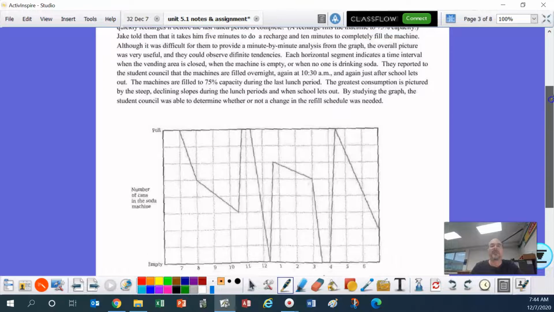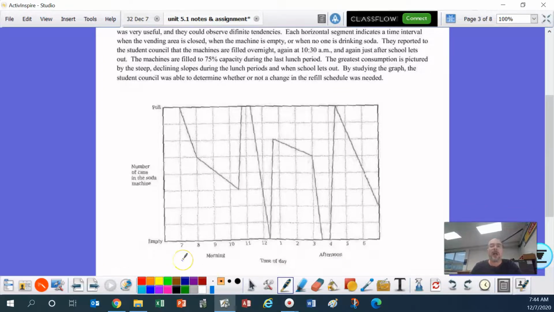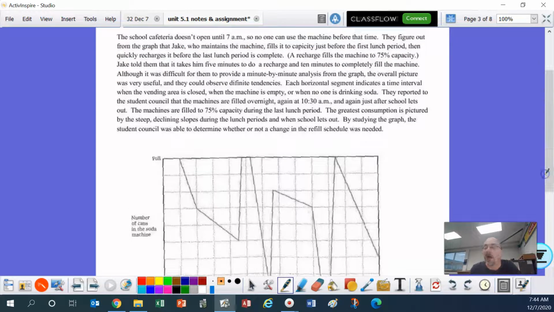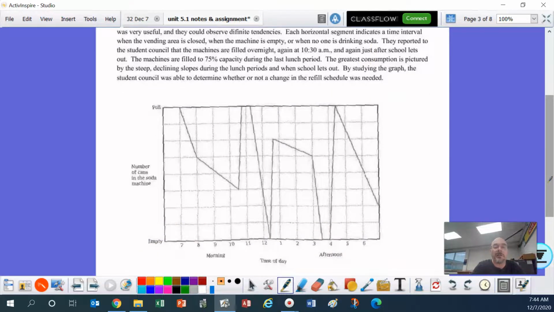Okay, can't quite see the whole thing, so I'm just going to generalize it here, folks. Instead of reading what this says up here, you can pause it and read it. That would be a good idea. All right, so we see that the school cafeteria doesn't open until 7 a.m. So at 7 a.m., ladies and gentlemen, I'm going to go ahead and make this bigger.